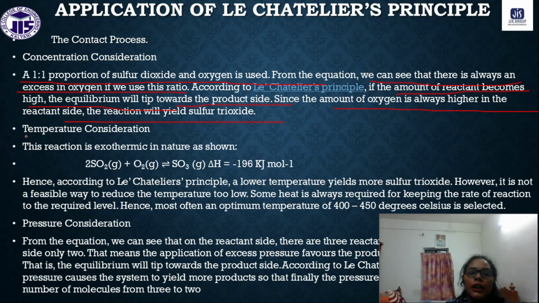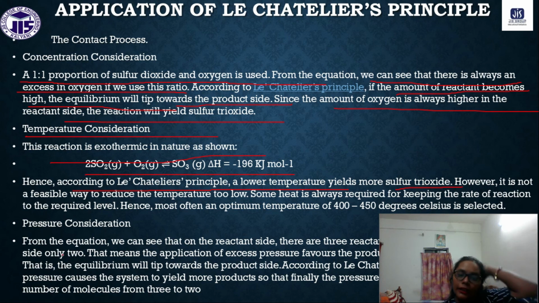Now temperature consideration: the reaction is exothermic, that is SO2 plus O2 producing SO3, sulfur trioxide. Hence according to Le Chatelier's principle, at a lower temperature, if we cool down our reaction medium, then a higher amount of sulfur trioxide will be produced.